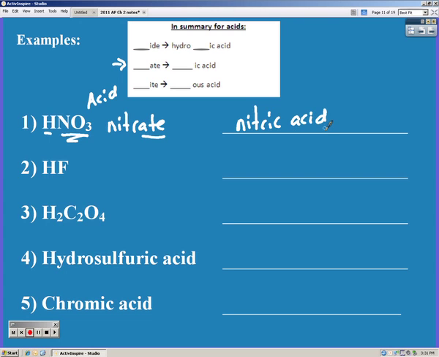The second one starts with hydrogen, so it's an acid. F in a compound is fluoride, and "ide" goes to "hydro-ic." So we get hydrofluoric acid.